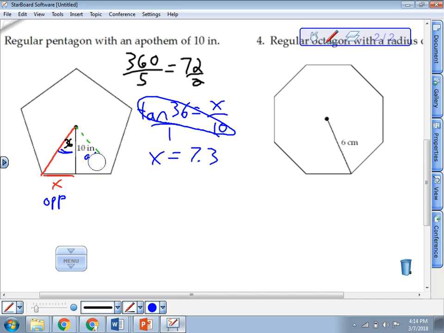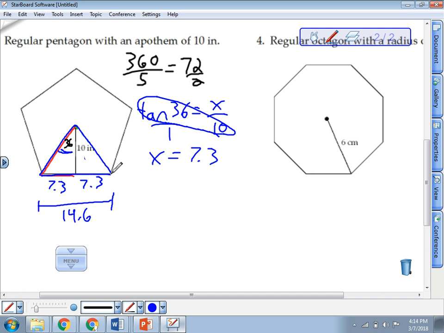Okay, so I'm going to erase some of this stuff here. So this x is 7.3. Now on my equal size triangle, we've got enough information now, but I'm going to have to redraw this equal size triangle. If that's 7.3, remember the apothem bisects, so this is 7.3, so the whole thing would be 14.6. So now I've got enough information to find the area of this blue triangle right here.